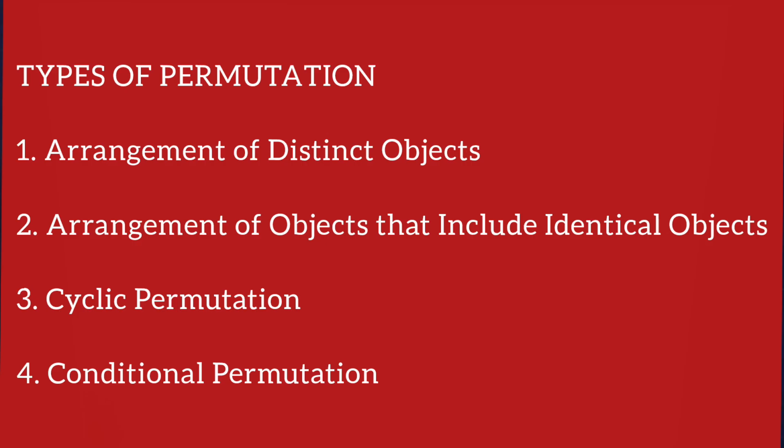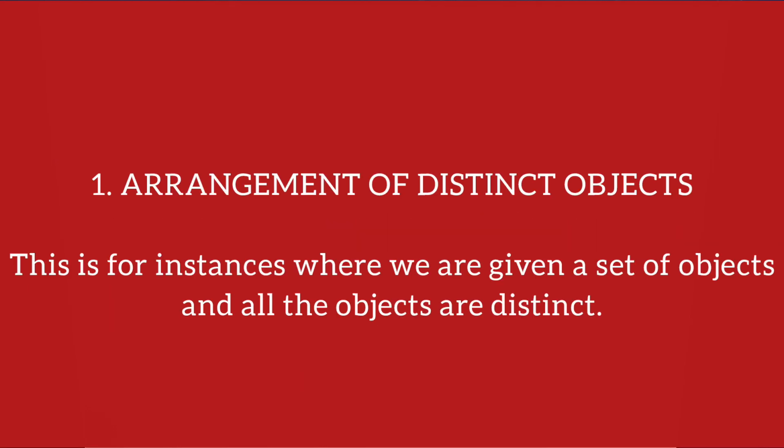Now we'll consider the types of permutation. There are 4 types of permutations we'll consider. Number 1, arrangement of distinct objects. Number 2, arrangement of objects that include identical objects. Number 3, cyclic permutation. And finally, conditional permutation. Let's go into the first one, arrangement of distinct objects.